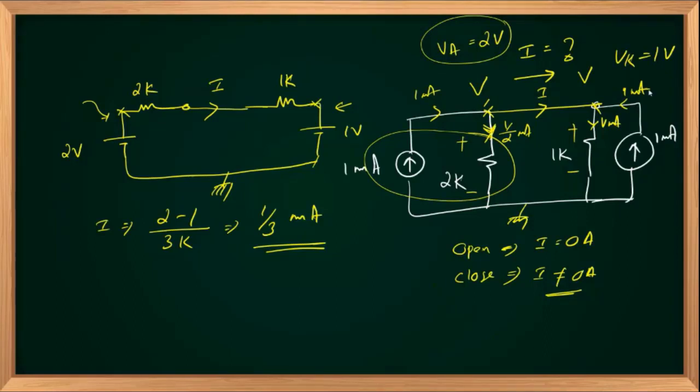So if you apply Kirchhoff's current law at that node, you can solve for the unknown current I, and that will again be equal to 1 by 3 milliamps. And this is quite simple compared to the other method. So the diode is forward biased and the current flowing through the diode is 1 by 3 milliamperes. Right? Clear?